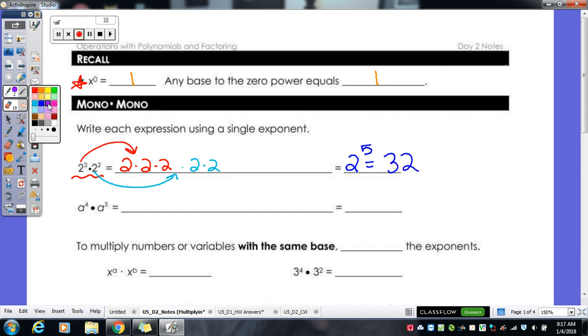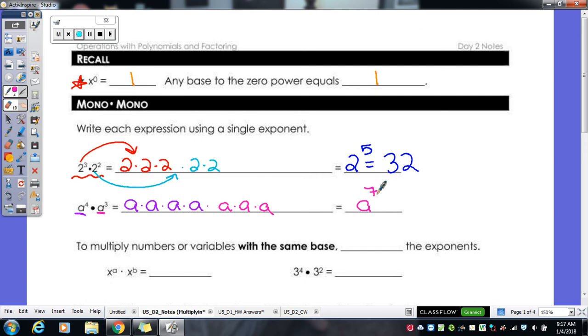So the same thing works if we have letters instead of numbers. So a to the 4th means that it's a times a times a times a. You're multiplying 4 a's there. A to the 3rd means that it's 3 a's. A times a times a. So how many a's do we have altogether? 7. Does anybody see the pattern there? What's happening? You're adding your exponents.